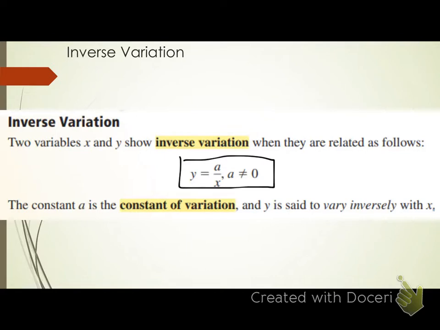And that's for inverse variation? Yeah, this is inverse variation. So write it down and put inverse variation next to it. So what do we put for direct variation? Y equals ax. What do we put for inverse variation? Y equals a over x. Constant a is the constant of variation, and y is said to vary inversely with x. Everyone got that written down? Okay.